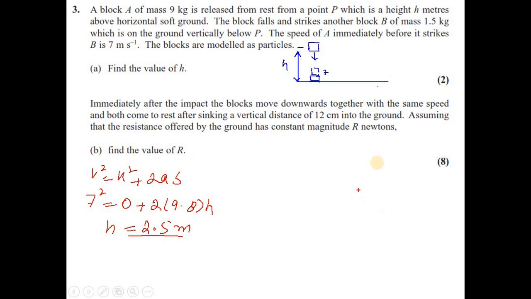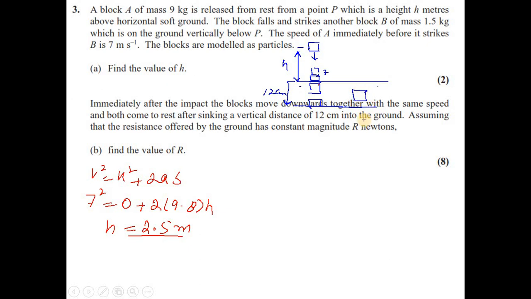Now what happens here, if you see the situation, after impact both the blocks become as one particle, and then they both sink into the ground together, and keep sinking till a distance of 12 centimeters. Suppose this is the block, these are the two blocks considered as one.